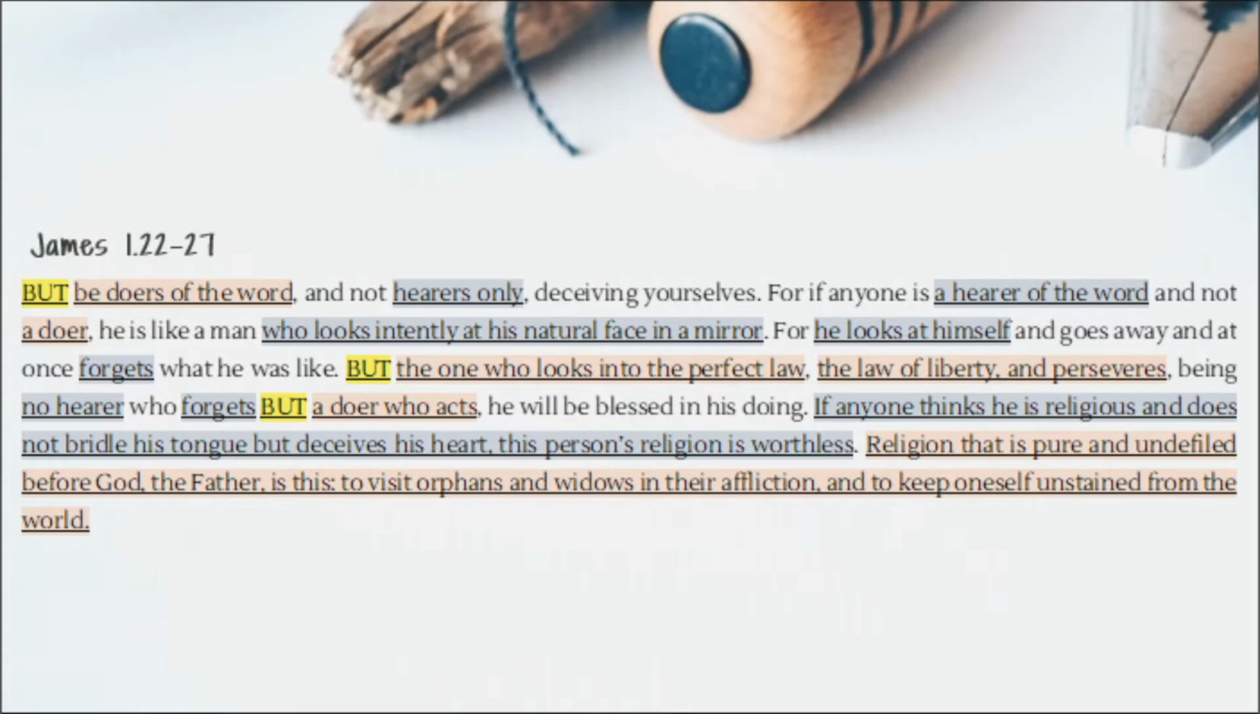All blue. If anyone thinks he's righteous, but he can't keep his tongue quiet, but deceives his heart, this person's religion is worthless. So you have worthless religion contrasted to true religion. Religion that is pure and undefiled before God the Father is this: to visit orphans and widows in their affliction and to keep oneself unstained from the world.